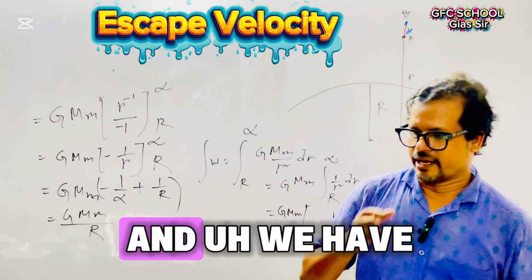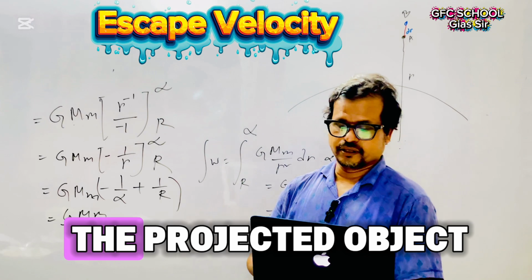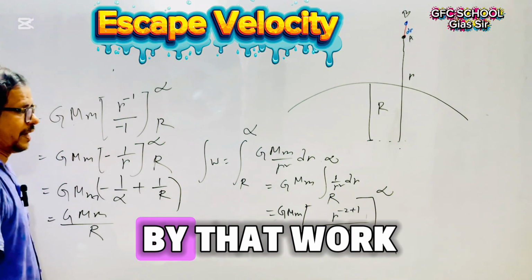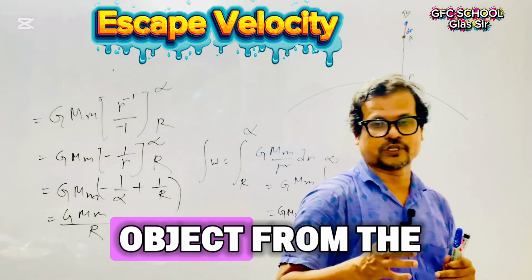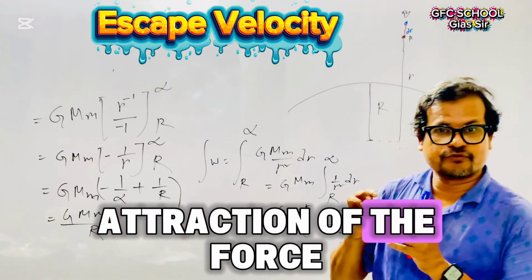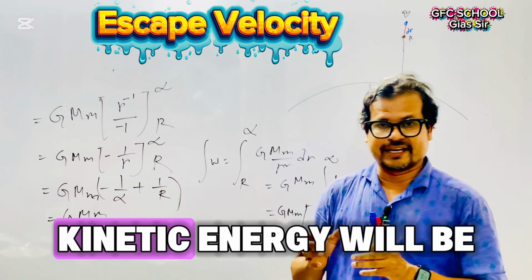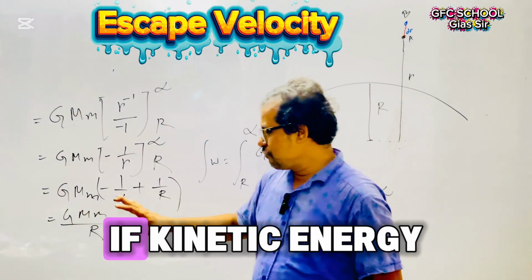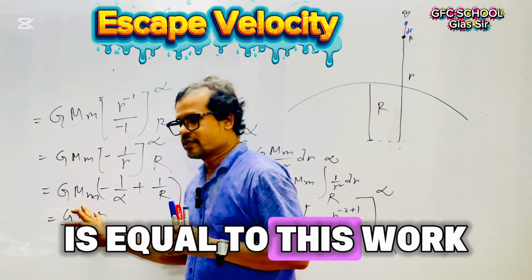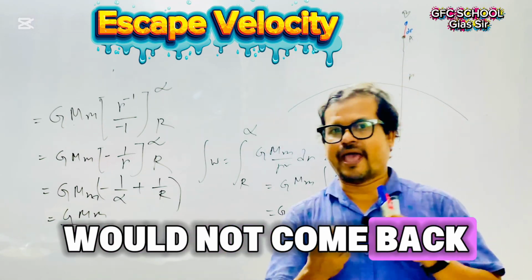This is work done, and we have to apply this, and we have to know the kinetic energy of the projected object. Guys, this is work done. By that work, we have projected the object from the surface of the earth. So for escaping from the attraction of the force of earth, we need kinetic energy, and that kinetic energy will be equal to this work. If the kinetic energy given by the escape velocity of that object is equal to this work, then we could say that the projected object would not come back to the earth.